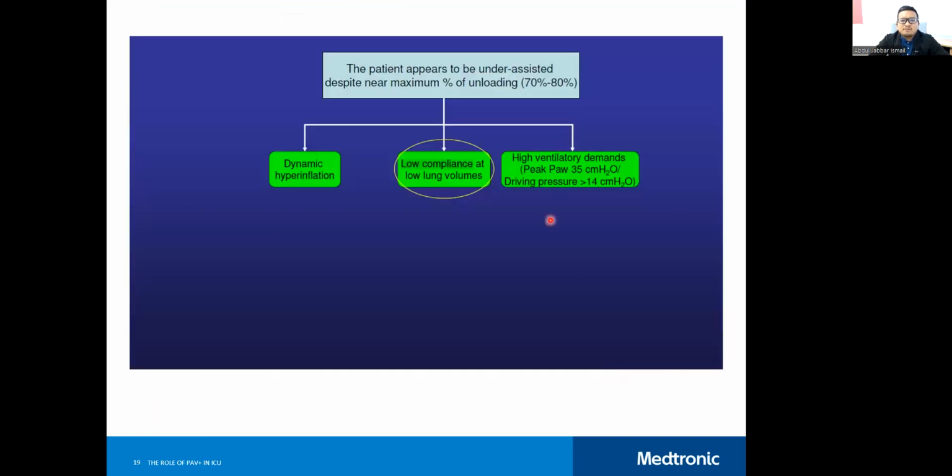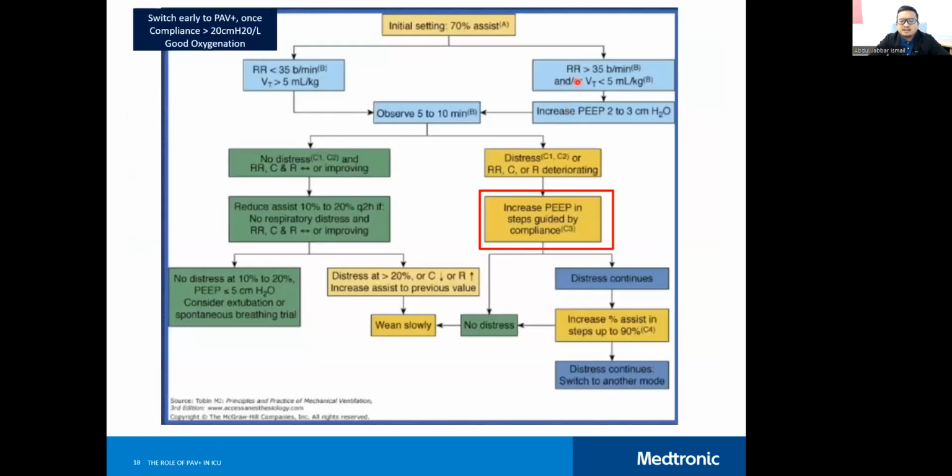So sometimes the usual clinician experience when starting to use PAV plus is that the patient appears to be under-assisted despite near maximum percentage of unloading, 70% to 80%. It means you already set percentage support of 70 to 80%, but you still note that the patient is tachypneic and the tidal volume is not achieved, and you try to increase the PEEP by 2 to 3 as the first step, but the response is not that good.